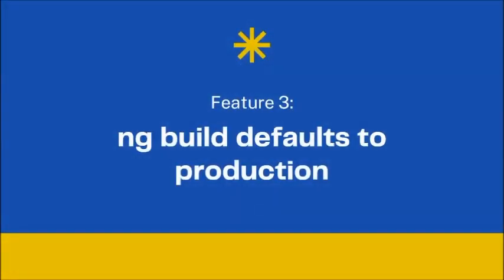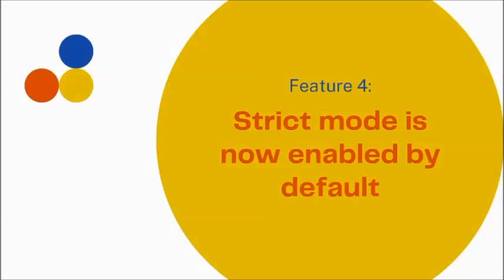ng build defaults to production. Running ng build now defaults to production, saving steps and helping to prevent accidental deployment of development builds. Strict mode is now enabled by default. Strict mode to catch errors earlier in the development cycle is enabled by default in the CLI.